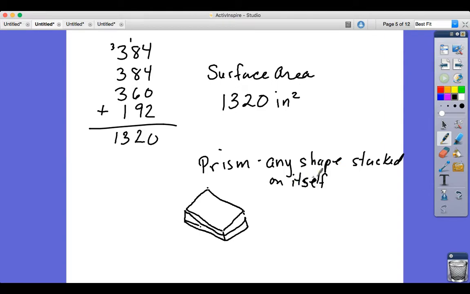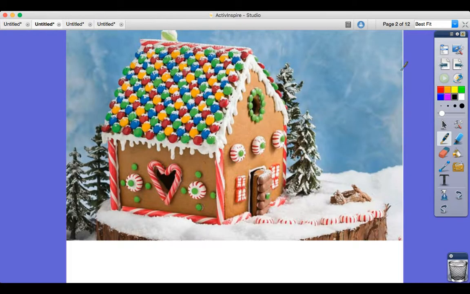Now this is obviously not the perfect mathematical way of defining a prism, but that's kind of the goal. The idea is that it's any shape stacked on itself over and over and over again. So we can have rectangular prisms, triangular prisms, star prisms. You can have any kind of prism you want because you can have any shape that you want. And you can even have a really cool composite shape. If we look at this gingerbread house, it's this composite shape just extended back.